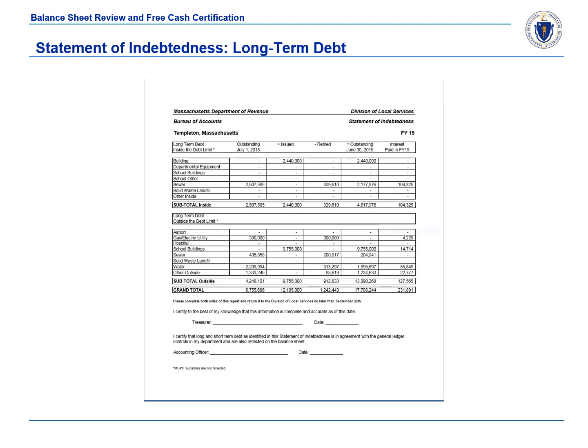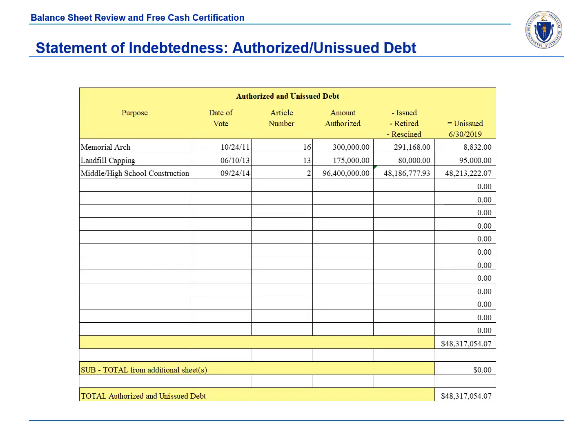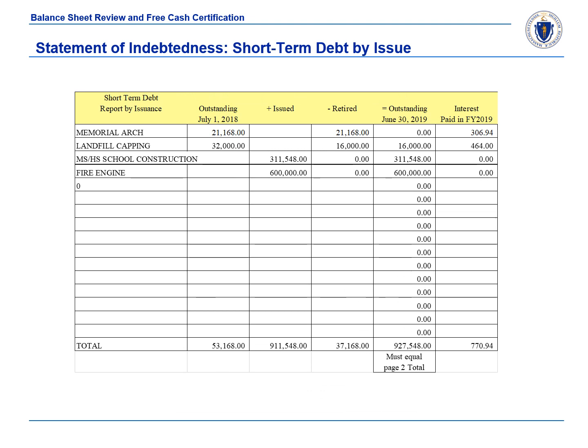The second part of this process is that the treasurer must complete the Excel version of the statement of indebtedness and upload it to this page in Gateway. This second form is more detailed in nature. It has multiple sections for long-term debt shown here, short-term debt, authorized and unissued debt, long-term debt by issue, and short-term debt by issue. The totals in these sections must agree to the data entered directly into Gateway.